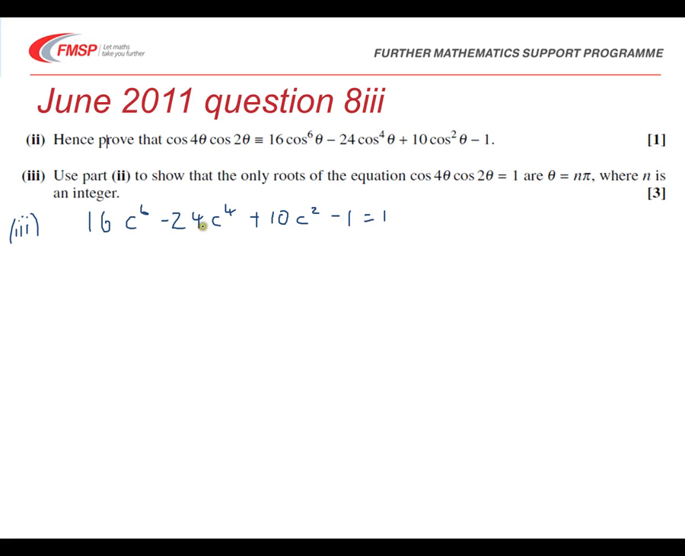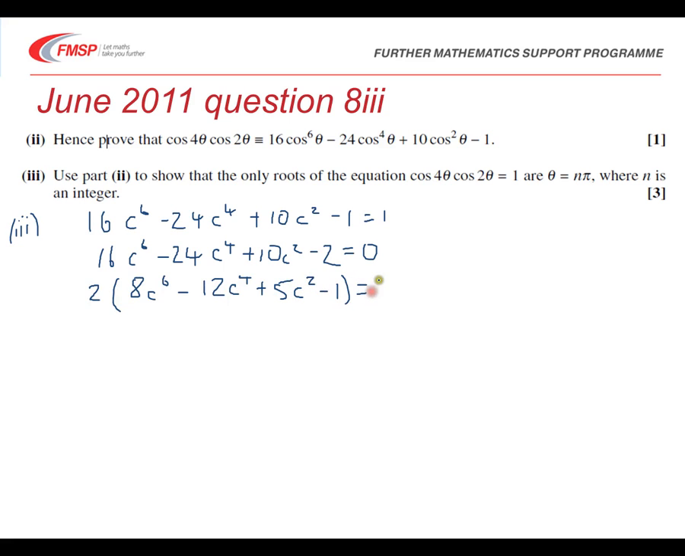Any polynomial, your immediate reaction should be to look at solving it equal to 0. So I get 16c to the 6 minus 24c to the 4 plus 10c squared minus 2 equals 0. Now we can take a factor of 2 out, leaving us 2 lots of 8c to the 6 minus 12c to the 4 plus 5c squared minus 1 is 0.